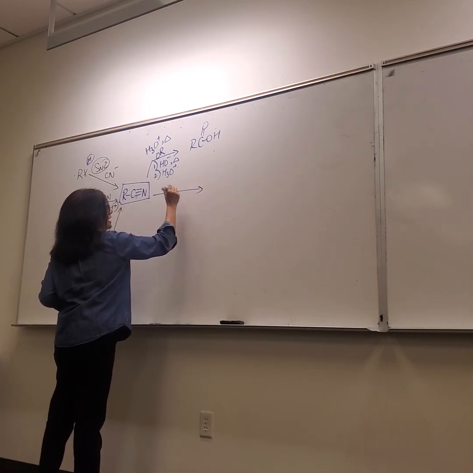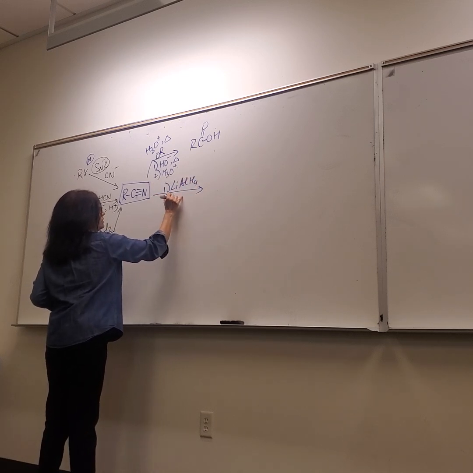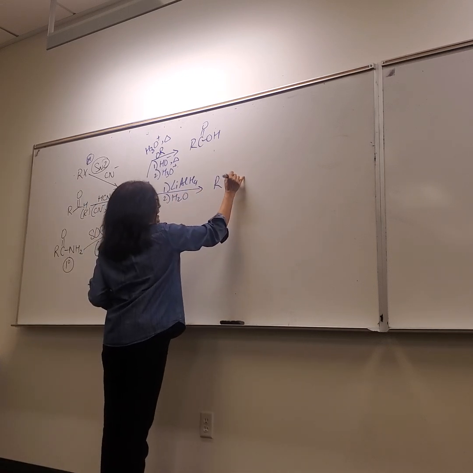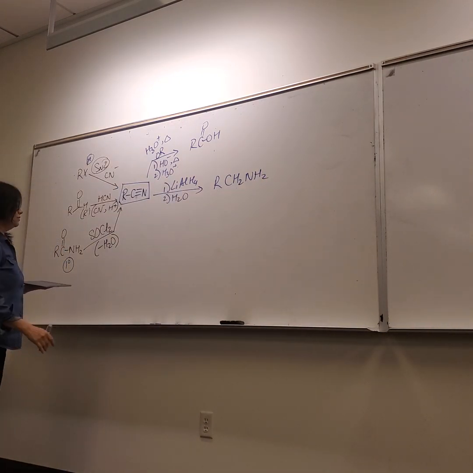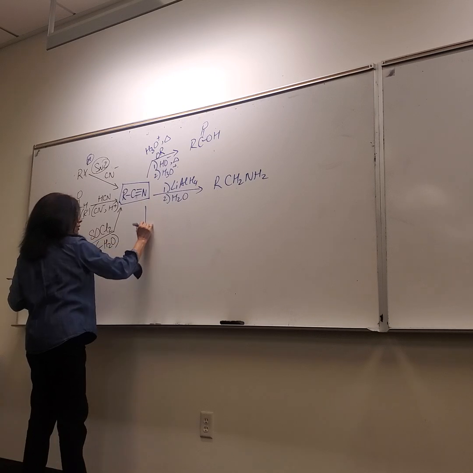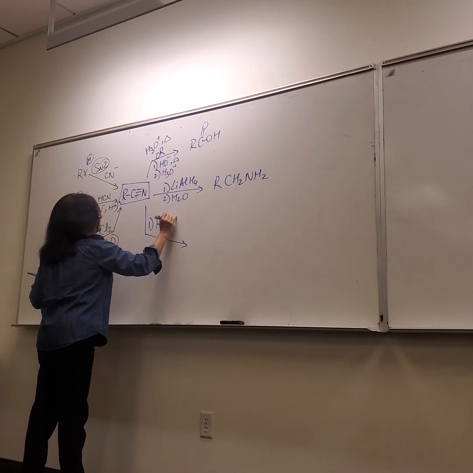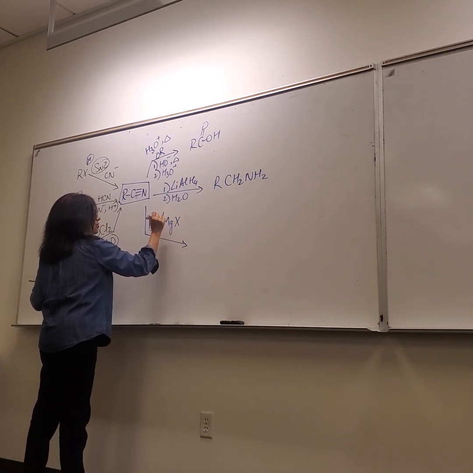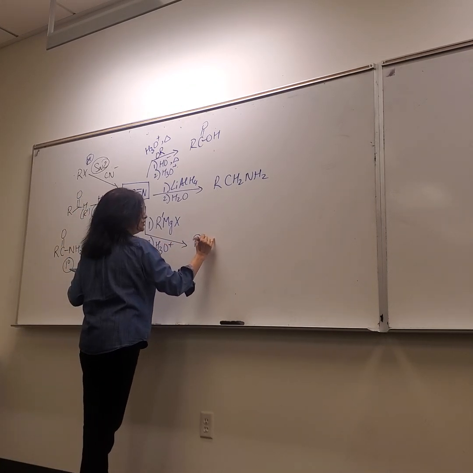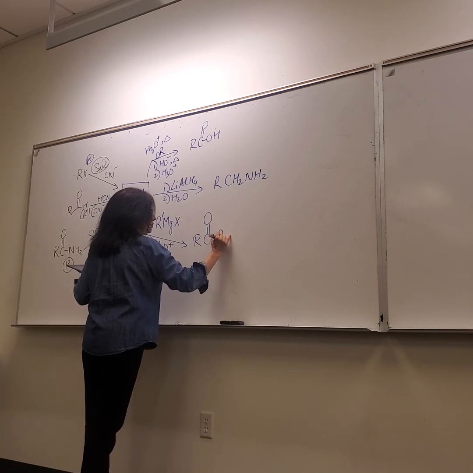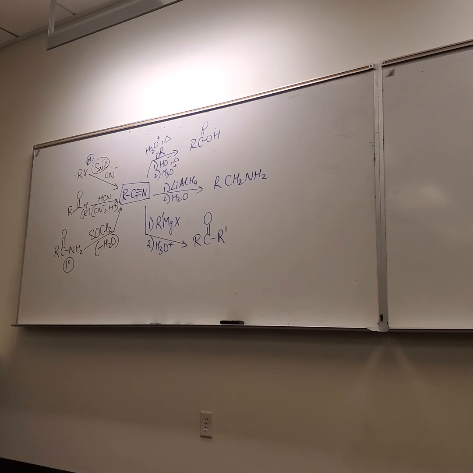Or nitriles can be reduced with lithium aluminum hydride, where the CN becomes a CH2NH2. We've seen those. And the last one, which is a new one, is reacting with one equivalent of the Grignard, R prime, and that converts this into a ketone. That's the last thing I think we wrote.